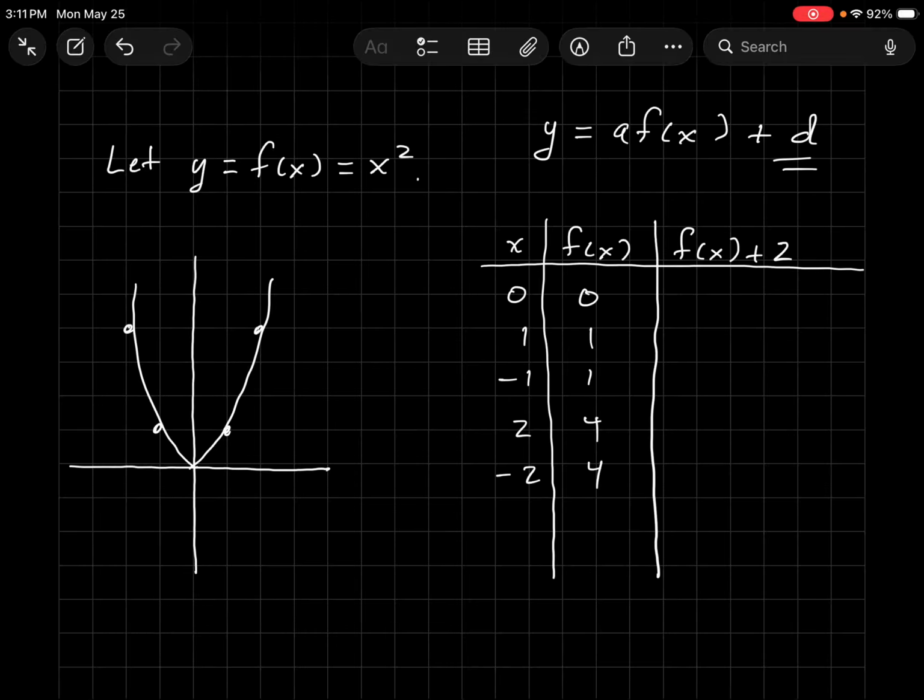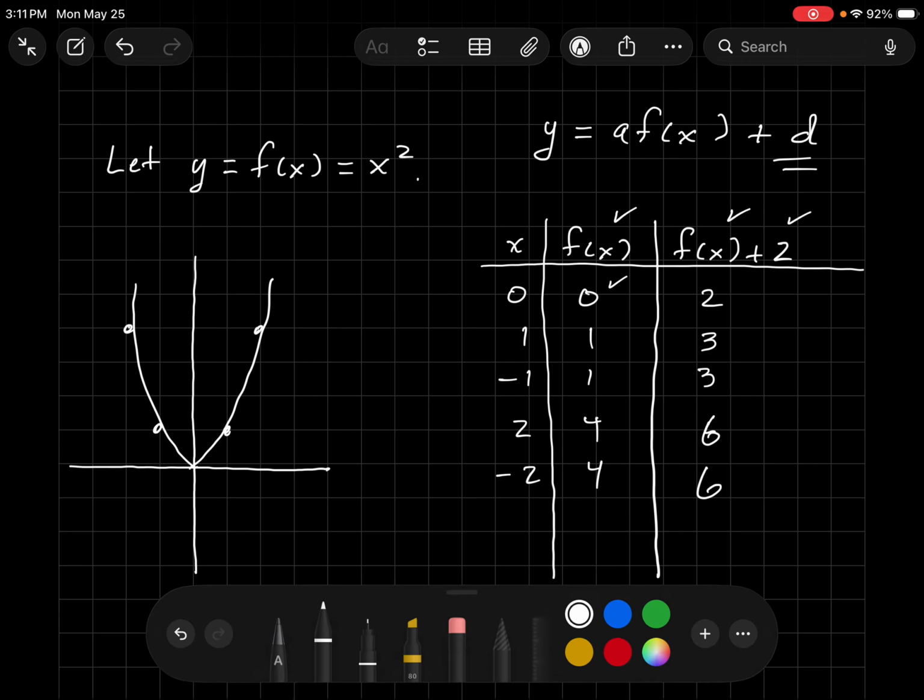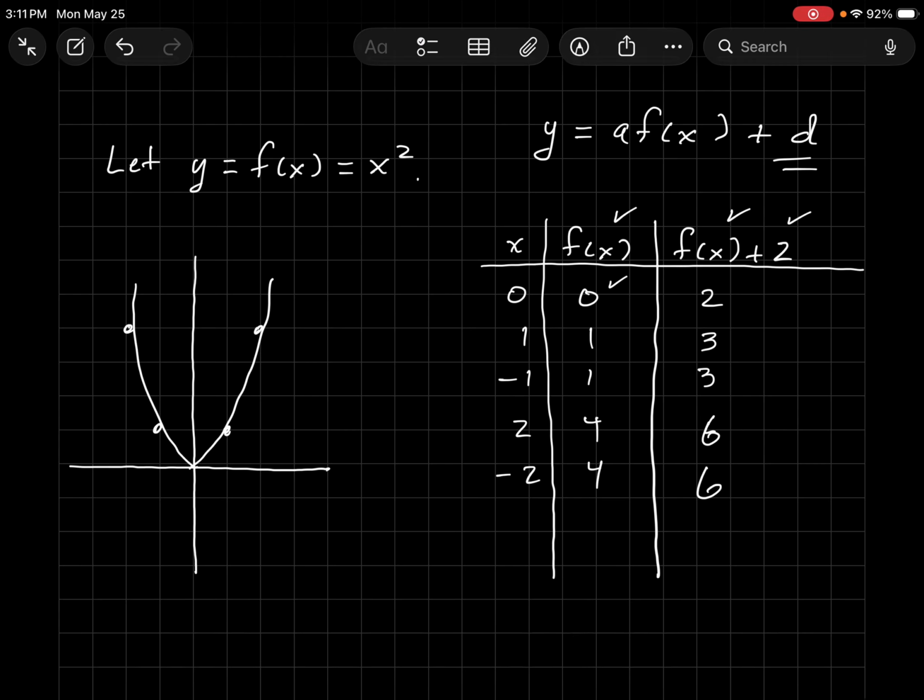How do we do this? Well, since f is y, it just says take our old y values and add 2 to get the new y value. So 0, which is my original y value, becomes 0 plus 2. 1 becomes 3. 4 becomes 6. Just take your old y values and add 2 to them. And then we can plot it like this.